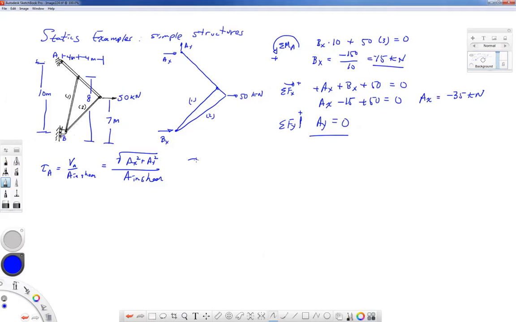And likewise down at B, we would have the same sort of situation where we'd have the square root of Bx squared plus By squared in general, divided by the area in shear for the pin. But in this case, since By is equal to 0, this works out just to be the reaction Bx divided by the area in shear for pin B. And the areas may be different if the pins are different diameters between A and B.